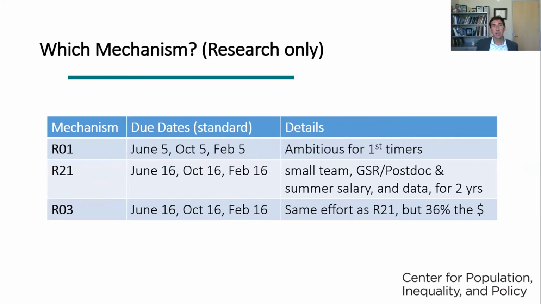The due dates for the R01 are June, October, and February, but on the 5th. And then the same with R21 and R03, it's just on the 16th of June, October, and February. So those are the cycles. And on the details column, I just give you my editorial.